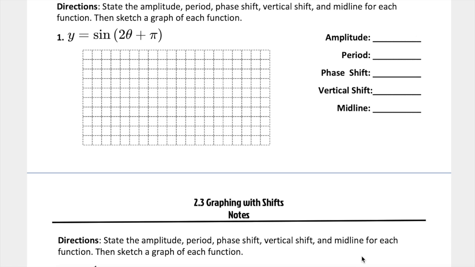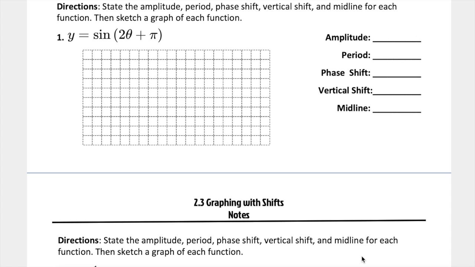In this video, we're going to continue to look at how to graph trigonometric functions that have undergone transformations. We're going to look at changes in amplitude, period, phase shift, vertical shift, and midline for each function. We're then going to use those to sketch a graph. Let's start by taking a look at example number 1.